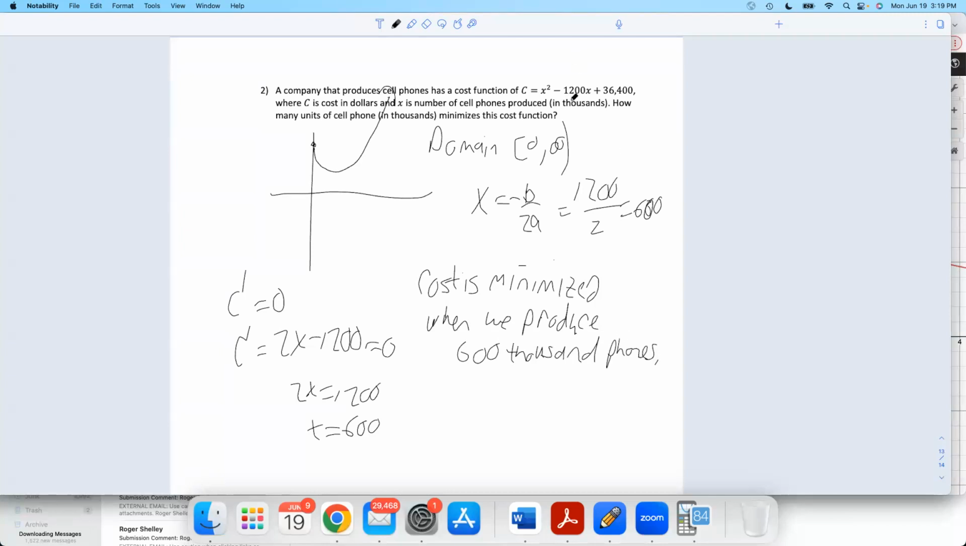What would that minimum be? Well, we'd have to plug it in. It doesn't ask for it. It doesn't say find the minimum cost, but we could plug it in and find the minimum cost, and that would be probably in dollars. Yeah, cost is in dollars.